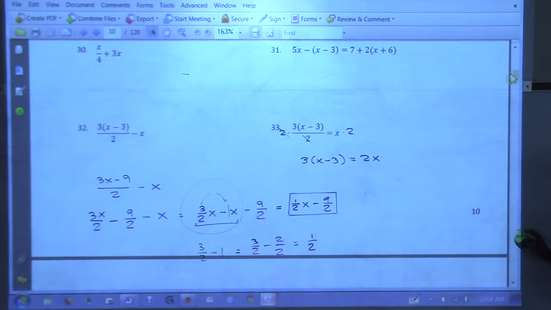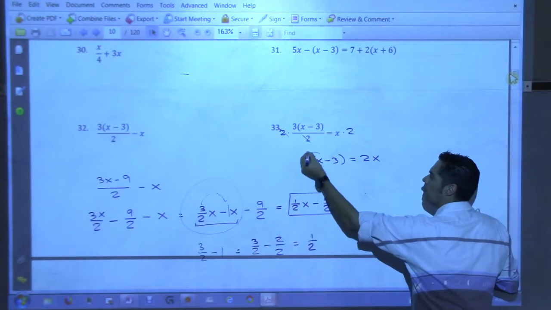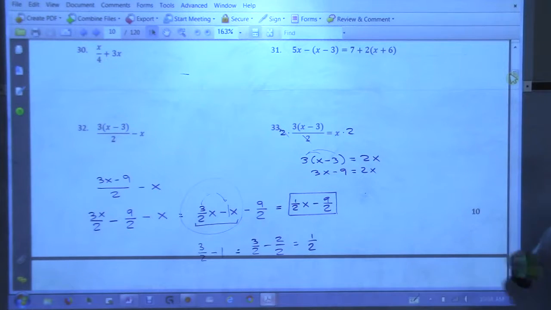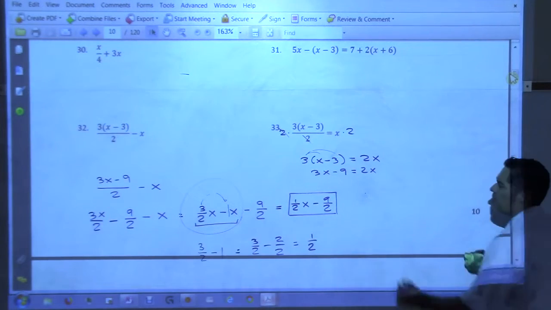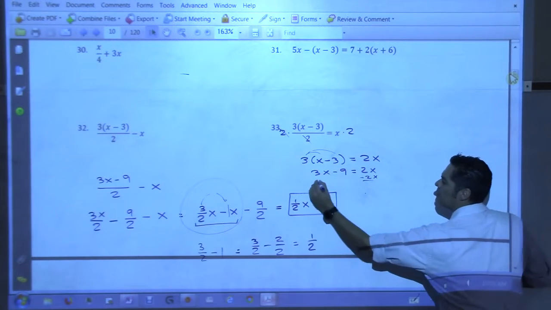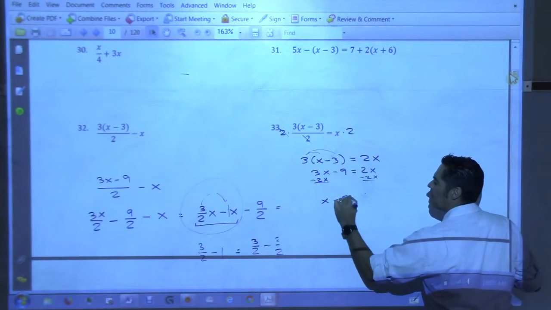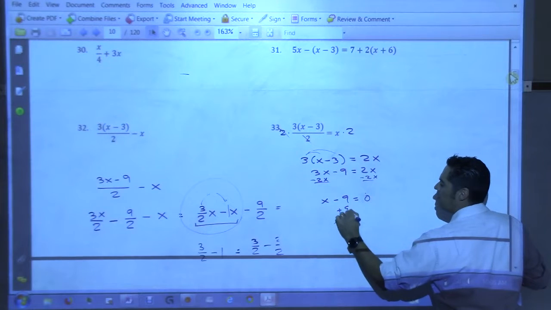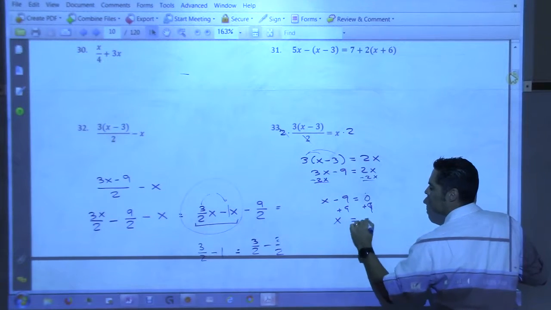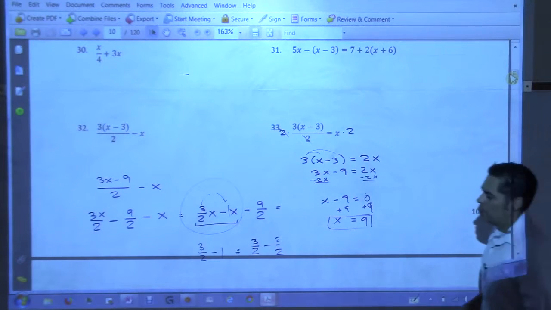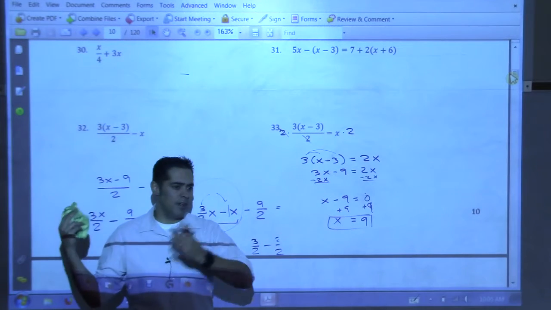Now distribute through the 3, and you'll have 3x minus 9 equals 2x, and then you can move your x around. Subtract 2x from both sides. This would give you x minus 9 equals nothing, and then add 9 to both sides. I know I'm working fast, but x is 9. So totally different ways you approach these problems if you have an expression and an equation.